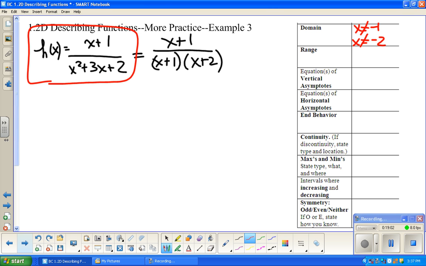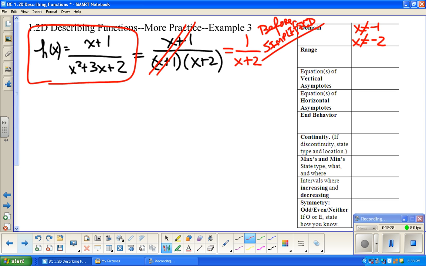Having said that, also worth noting that that does cancel out, but domain comes before it's simplified, because you still can't divide 0 by 0, even though that is something that would have canceled out. Okay, so do your domain before it's simplified. Now, please note that x plus 2 is in the denominator, not the numerator. So this is 1 over.